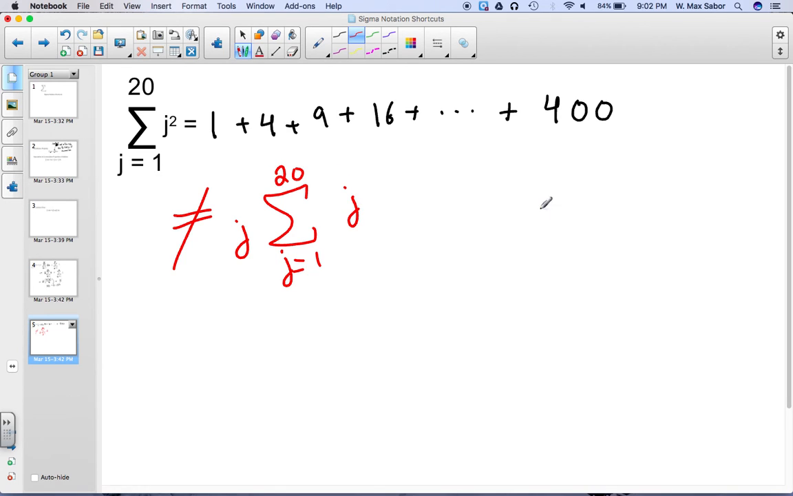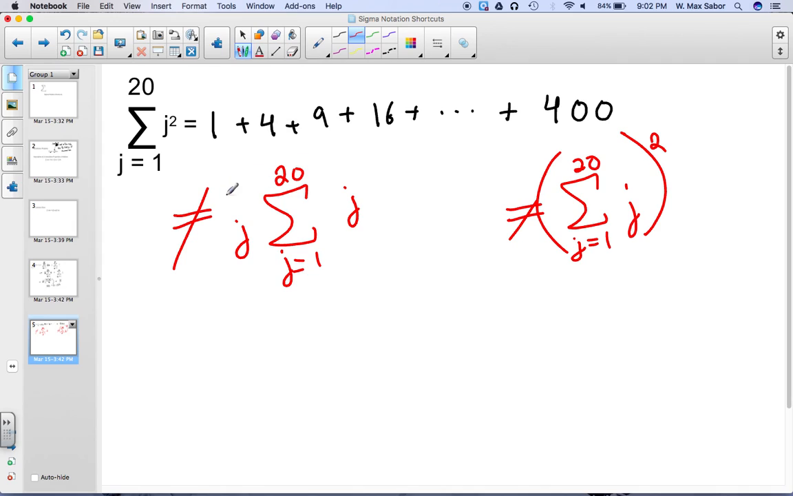You also can't say that it's, say, the sum of j from 1 to 20 squared. You can't factor that out. It's tempting to do, but it's not the same. So please be aware that you're going to have to do it the long way or find a real method. There is a formula for this, but you cannot just write it as this or as that.